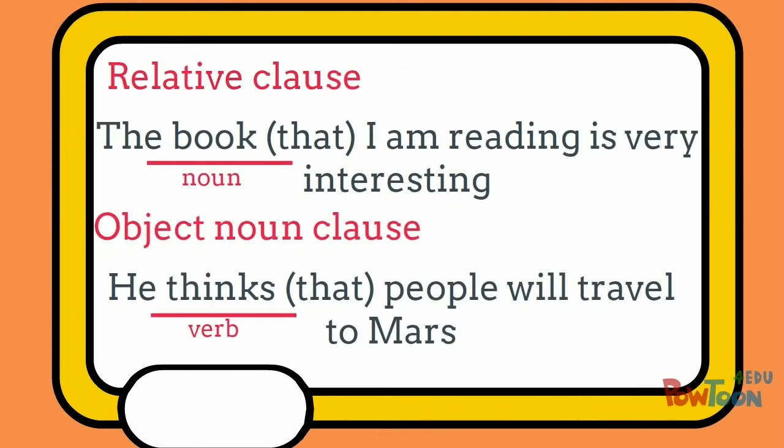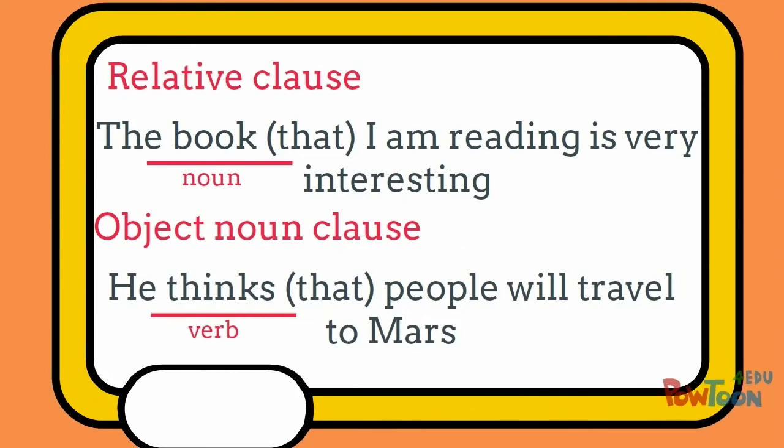By the way, you already know something about relative clauses. For example, the book that I'm reading is very interesting. So what is the difference between a relative clause and an object-noun clause? A relative clause, for example, that I'm reading, is connected with the noun of the main clause, like here, the book. And an object-noun clause is connected with the verb of the main clause, like in this example. The clause that people will travel to Mars is connected with the verb thinks.